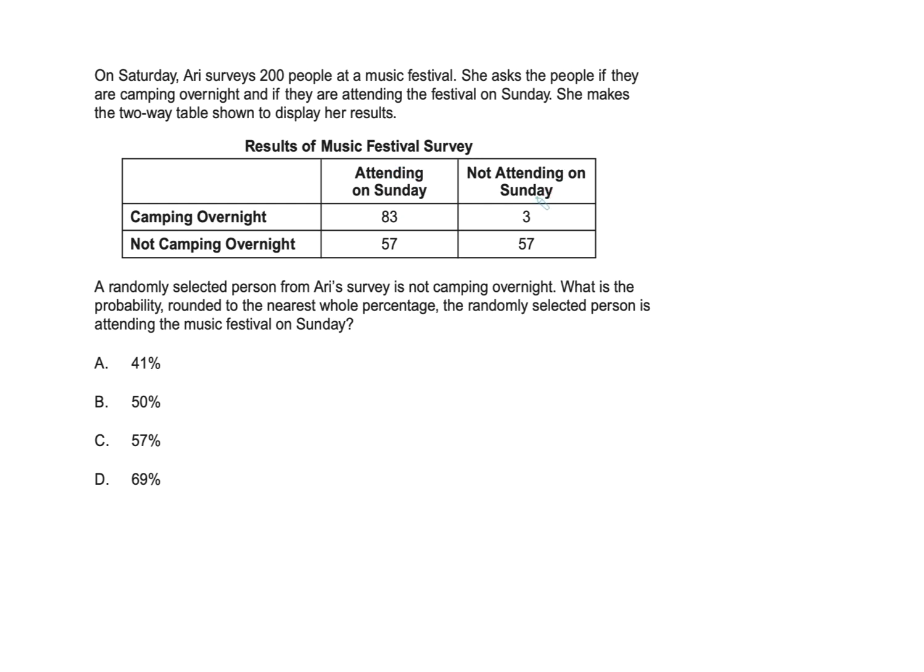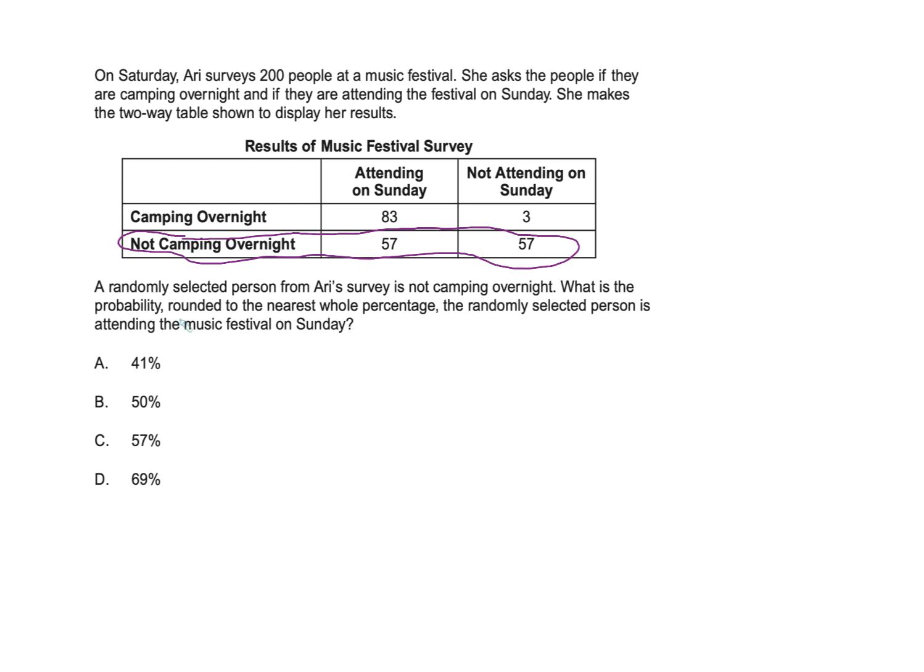So you have an idea of why it's called a two-way table. She's looking at 2 things: are you camping overnight or not camping overnight, which are your rows, and then your columns are attending on Sunday or not attending on Sunday. The question states, a randomly selected person from Ari's survey is not camping overnight. Okay, so we're looking at this. Let me circle it. This is my focus here.